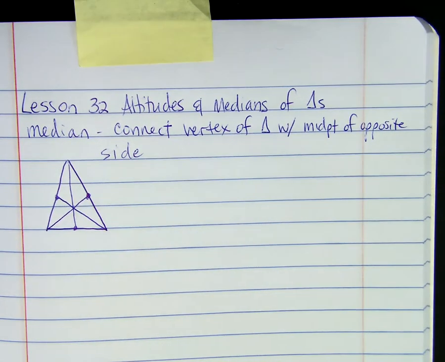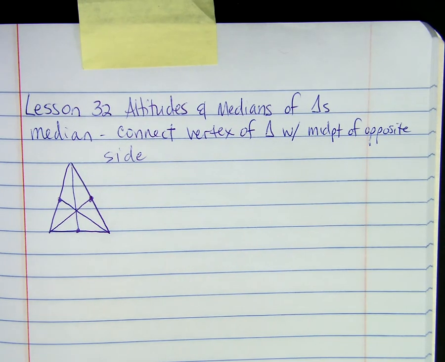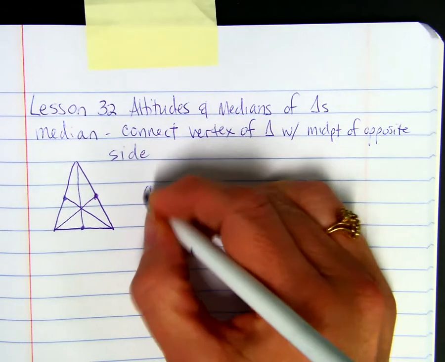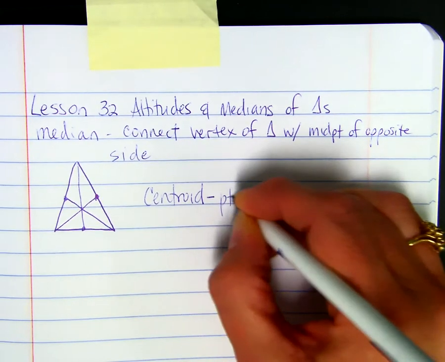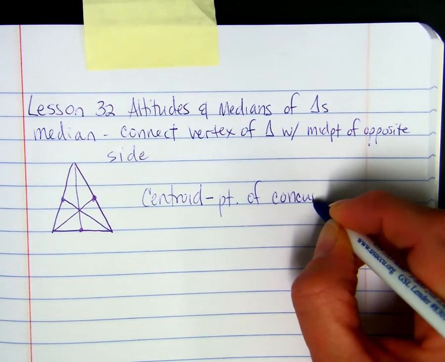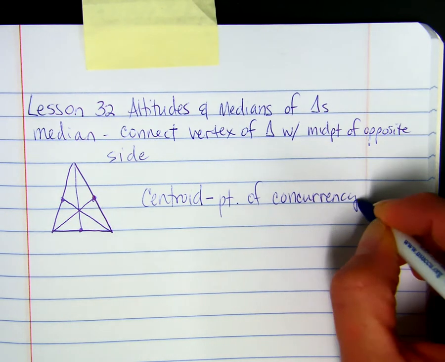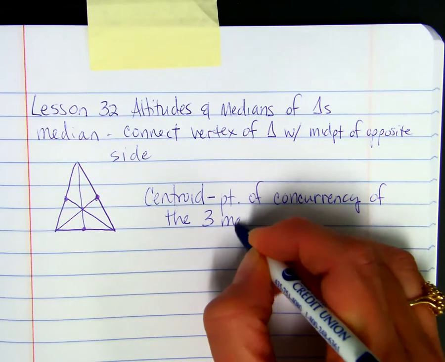So the intersection of all three medians is called the centroid. The centroid is the point of concurrency. That just means the intersection point of the three medians.